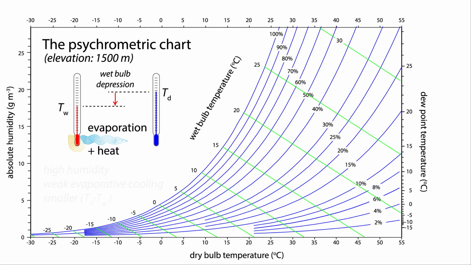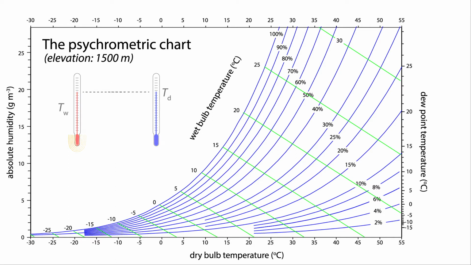At 100% relative humidity, there will be no cooling at all, and the wet bulb temperature will be equal to the dry bulb temperature. There are also other conditions that factor in, such as the altitude. This particular psychrometric chart is for an elevation of 1500 meters, which is pretty close to where we are at Otjiwarongo.